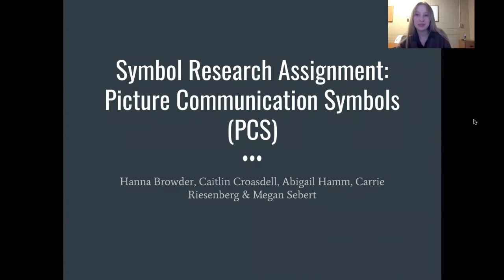Hi, I'm with Group 2, and for our symbol research assignment, we were assigned the Picture Communication Symbol System, better known as PCS. Group 2 consists of myself, Hannah Browder, Caitlin Crossdale, Abigail Ham, Carrie Reisenberg, and Megan Siebert.